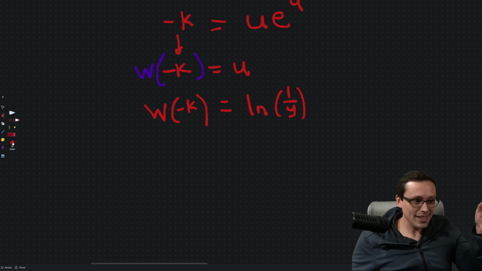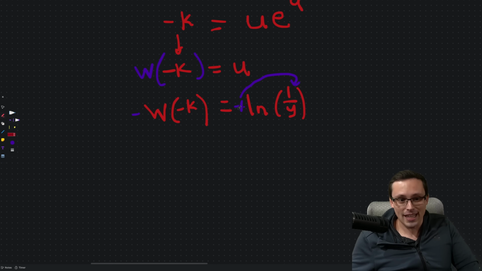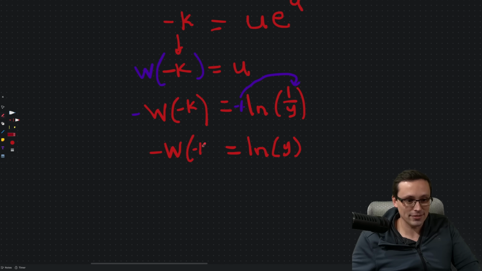So my idea is to multiply by -1 again. So if I multiply by -1, then that means, once again, that this could jump inside as an exponent. And remember that a negative exponent just means to multiply by the reciprocal. The reciprocal of 1 over y is y. So this means that this would just be the natural log of y. But now this side has a negative on it. So this is negative W of -k. Whew, okay, so we're here.